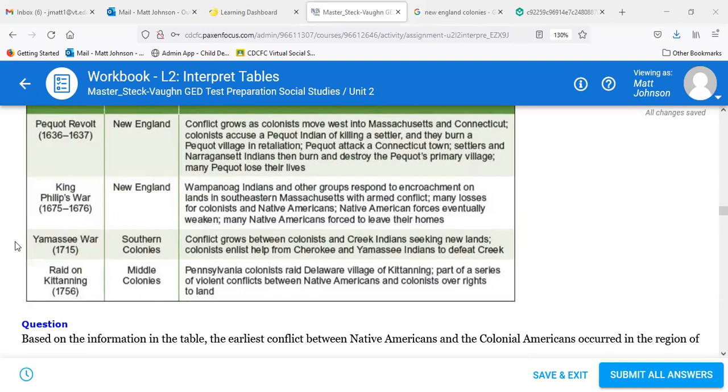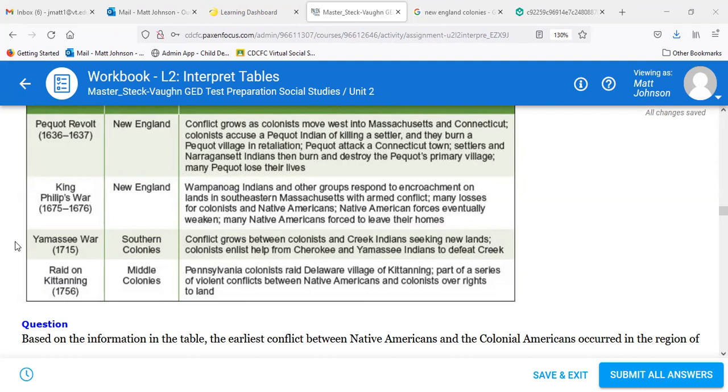So moving on, King Philip's War, 1675 to 1676, was a famous one as well in the New England area. Wampanoag Indians and other groups respond to encroachment on lands in southeastern Massachusetts with armed conflict. Many losses for colonists and Native Americans. Native American forces eventually weakened. Many Native Americans forced to leave their homes, which was typically the outcome as European settlers continued to expand their territory.